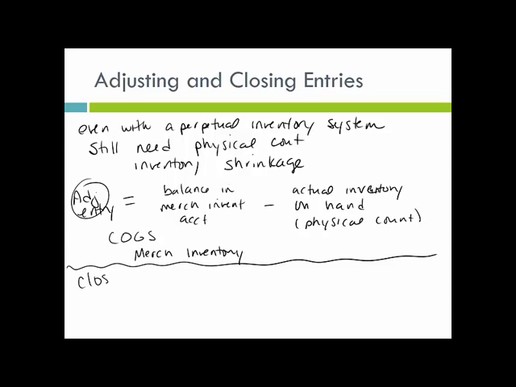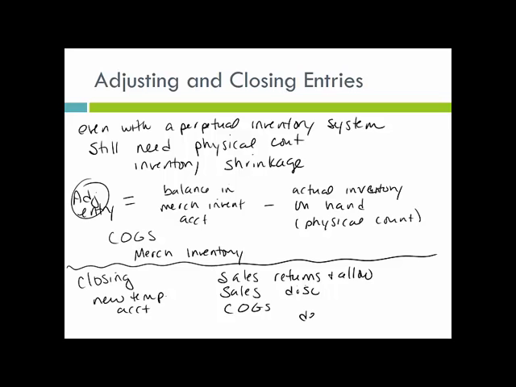As far as the closing entries, the process is exactly the same, except we have a couple new temporary accounts that need to be closed in that process. We have sales returns and allowances. We have sales discounts, and we have cost of goods sold. So the process is the same, we just have a couple more, and delivery expense, that's kind of a new one, but that's just treated like any other expense, as is cost of goods sold.